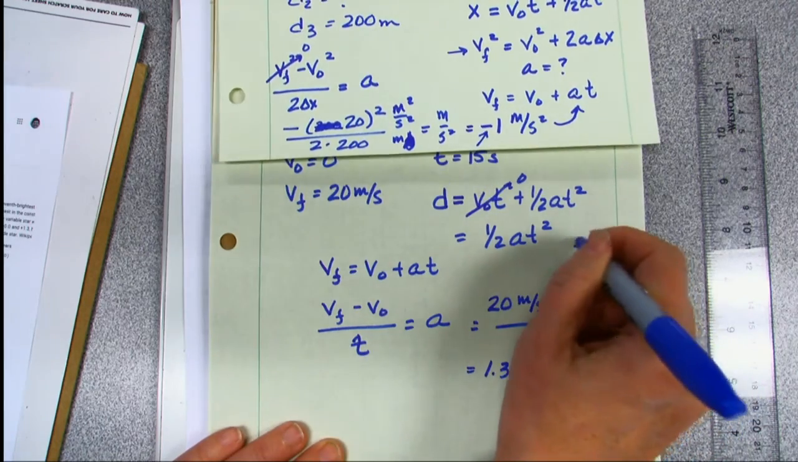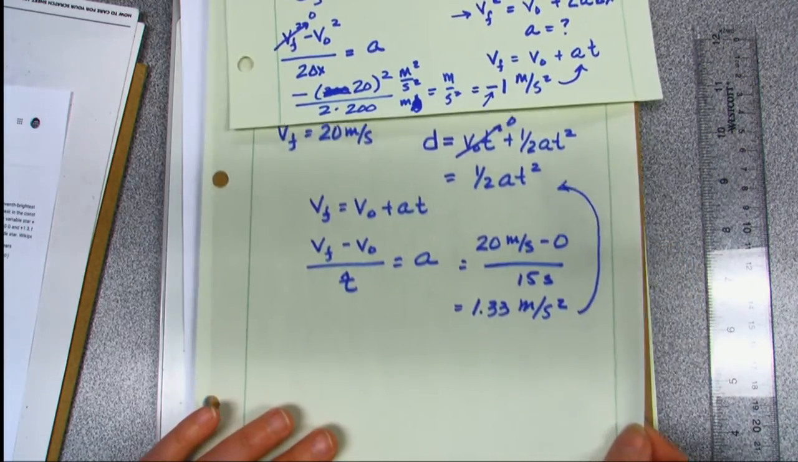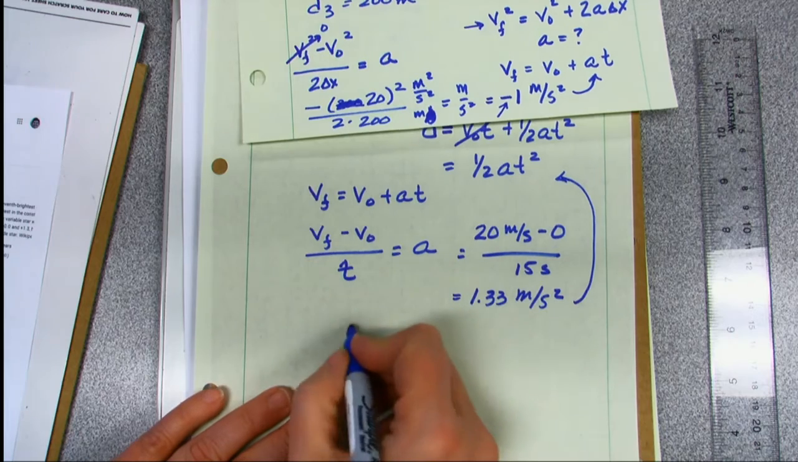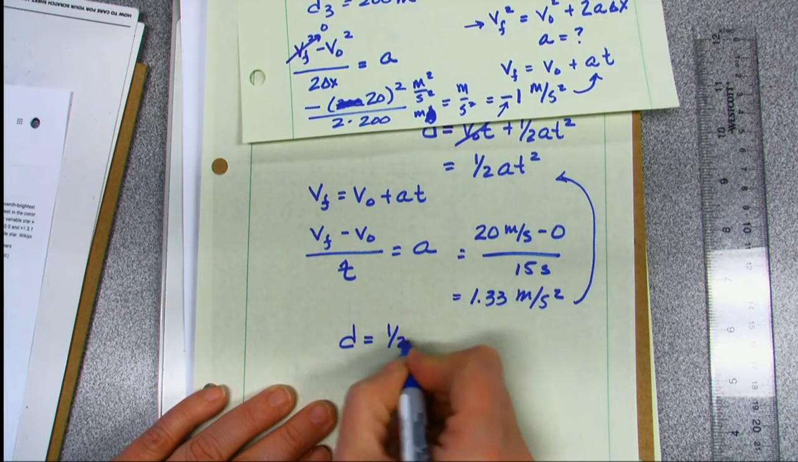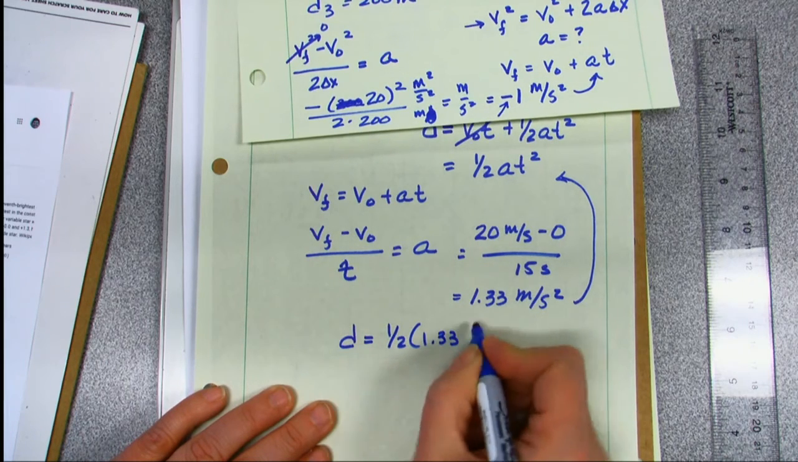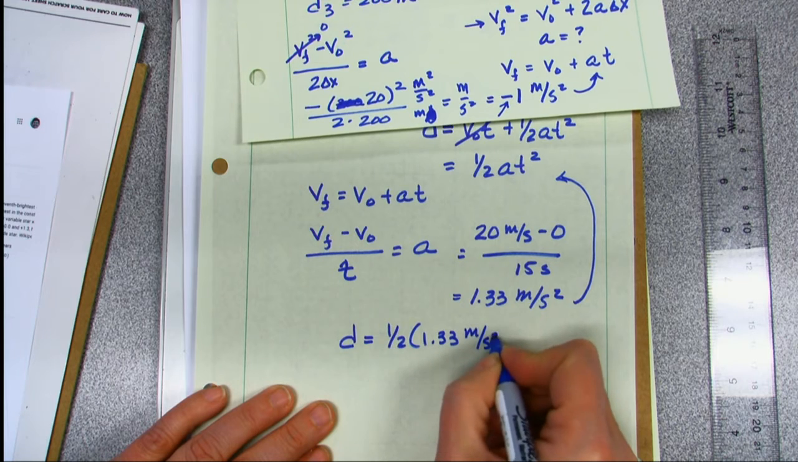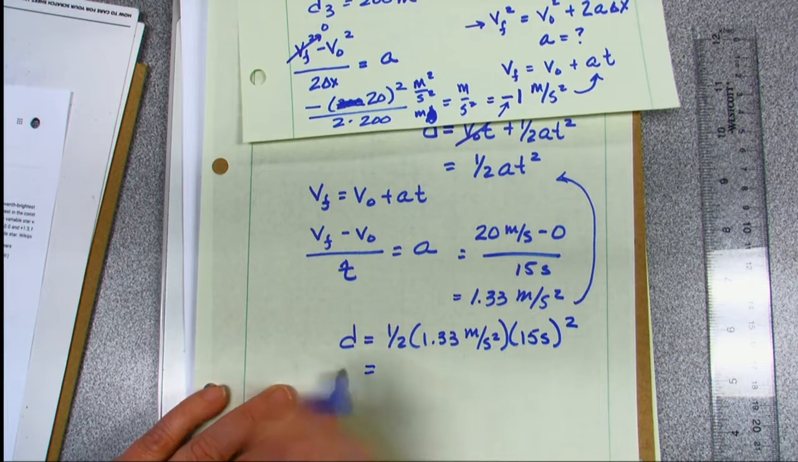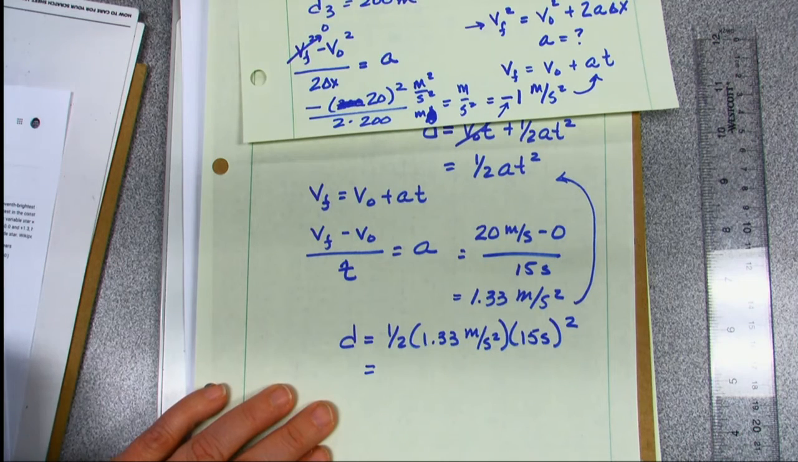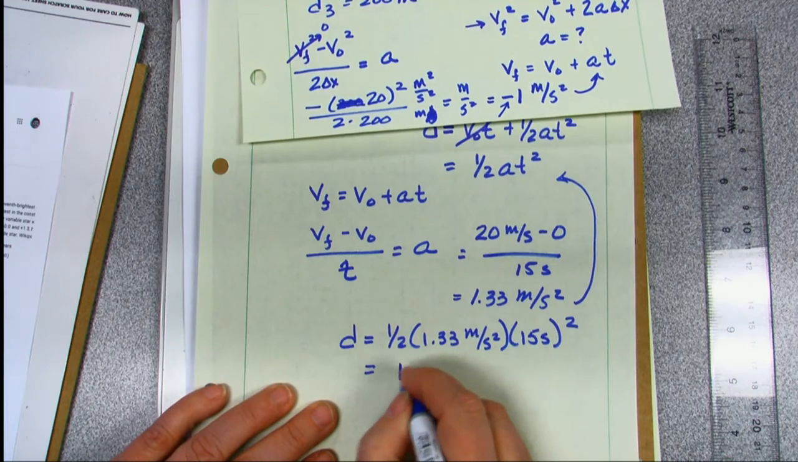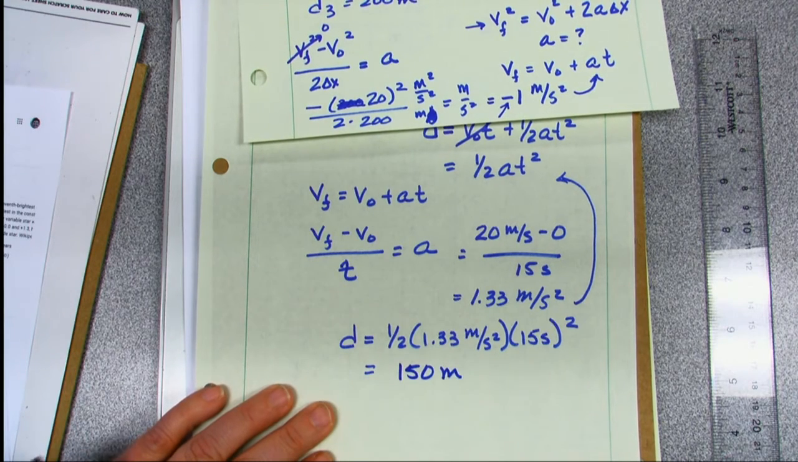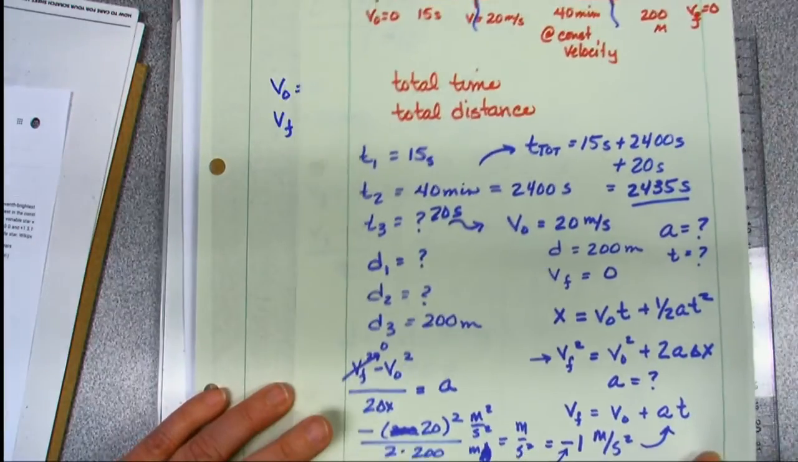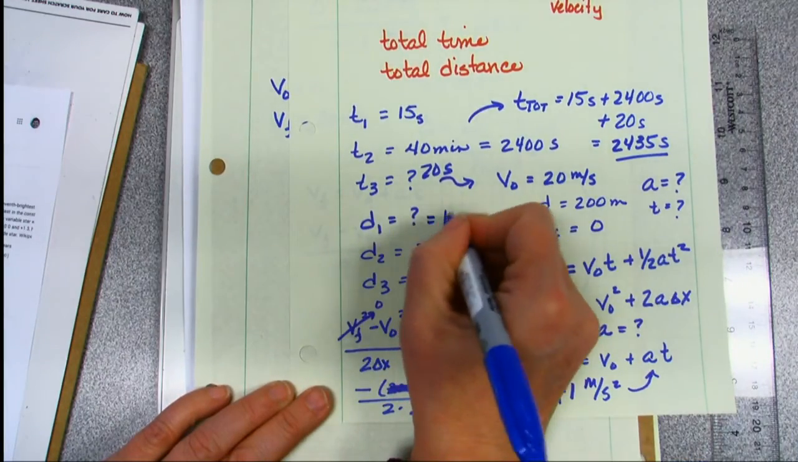Plug that back into distance. My distance equals 1/2 times 1.33 meters per second squared times my time, 15 seconds, squared. That gives me a distance of 150 meters. So I put that in my handy dandy table.